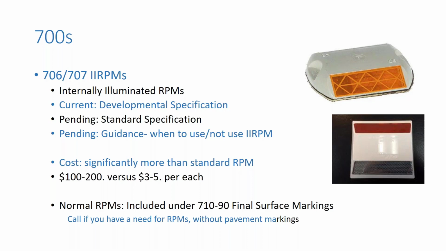The normal RPMs also are included under the 710-90 pay item for final surface markings, and separate payment is only made under Section 706 if you've got a situation without other final surface pavement markings. Again, if there are any comments or concerns on these, please work with your district estimates office.